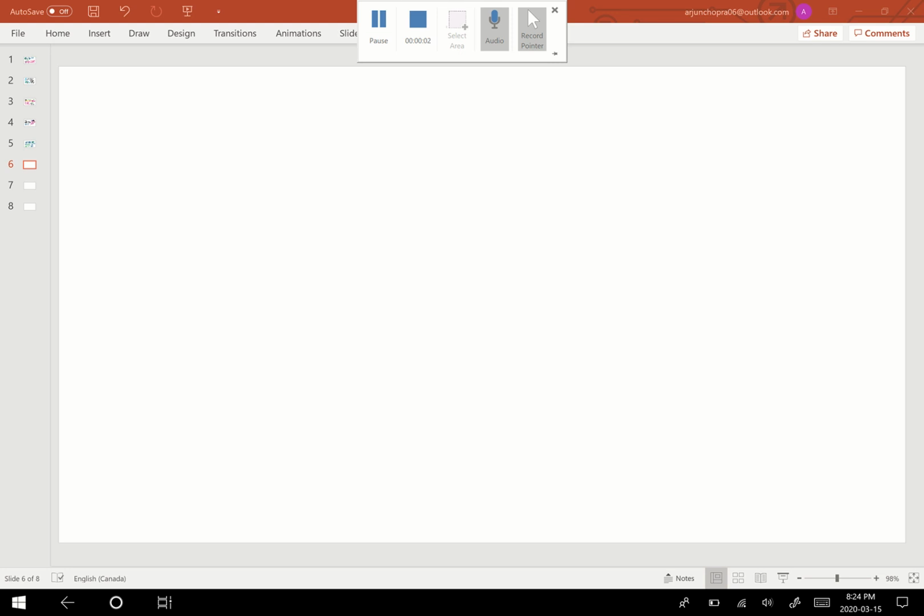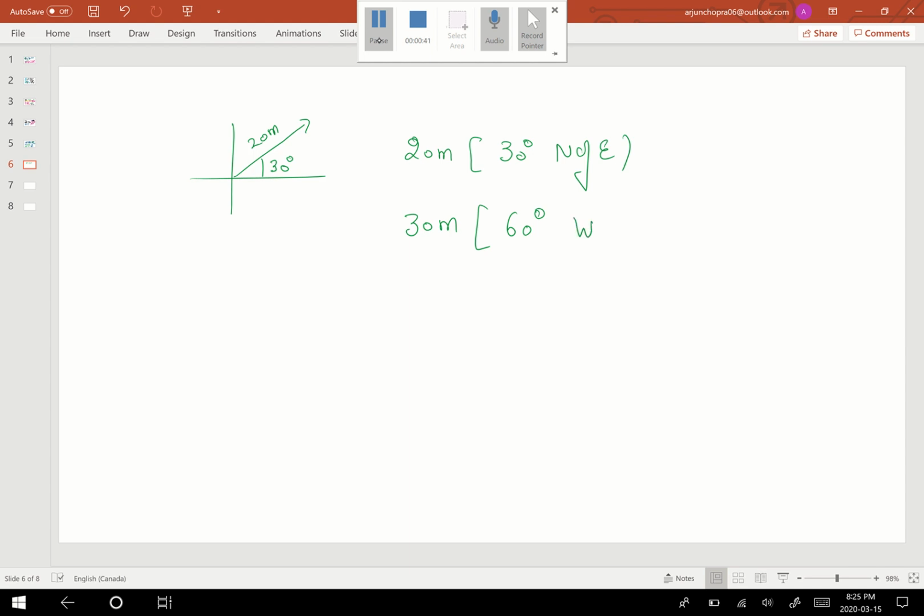Hello friends, let's look into another question on 2D motion. Let's say a person covered a distance of 20 meters at an angle of 30 degrees with respect to the horizontal, or I can say 20 meters at an angle of 30 degrees north of east, and then he took a turn and started walking. He covered 30 meters at an angle of 60 degrees, I will call it west of north.